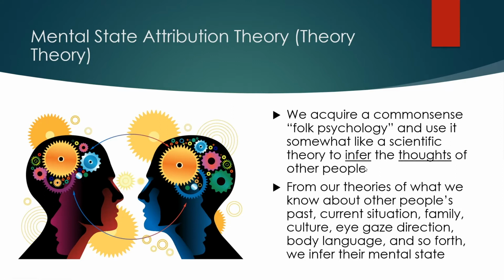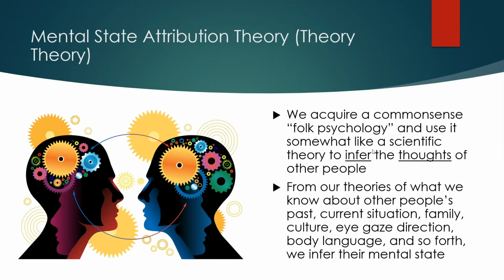And from that, this gets into that information I was just talking about. We take information about their past, information about what's going on contextually right now, what their family is made up of, what the culture is like, all different kinds of things that we use, and we build up this model. And we use that model to infer whatever it is they're thinking.